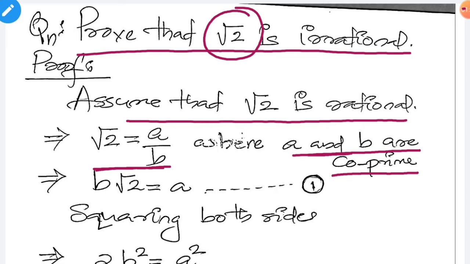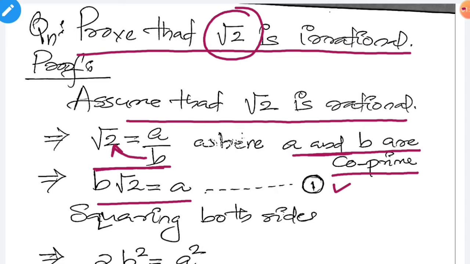Now root 2 equal to a by b. Just cross multiplication: multiply b to this side. It will be b root 2 equal to a. Let it be equation number 1.